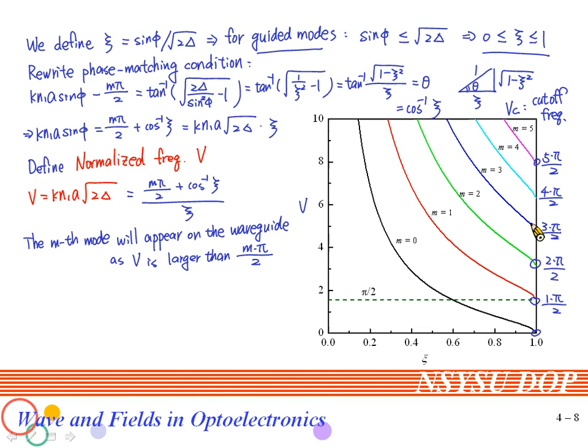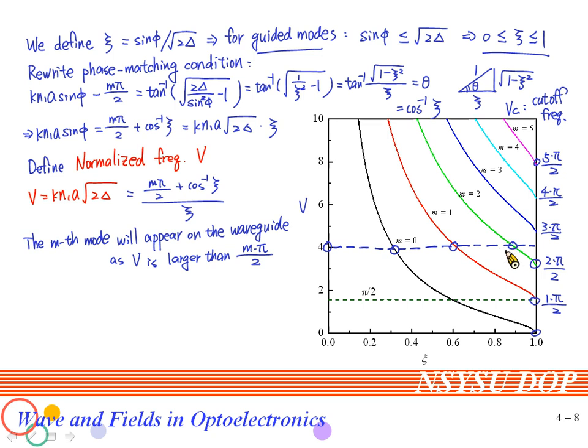For example, if you consider the normalized frequency is 4, you can plot a dashed line like this. And easily you will find out that this dashed line has 3 intersections with these curves. As a result, this tells us that as the normalized frequency is 4, we will have 3 modes on this waveguide. These 3 modes are the m0 mode, m1 mode, and m2 mode.